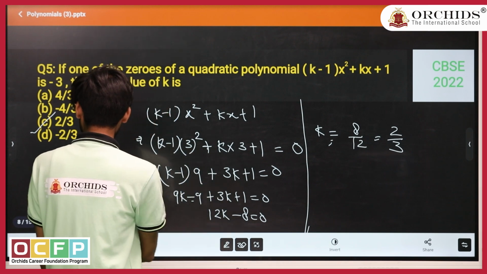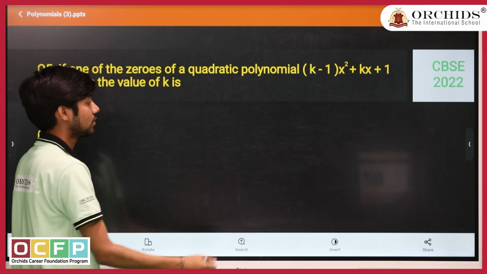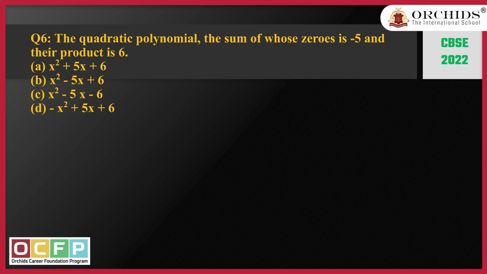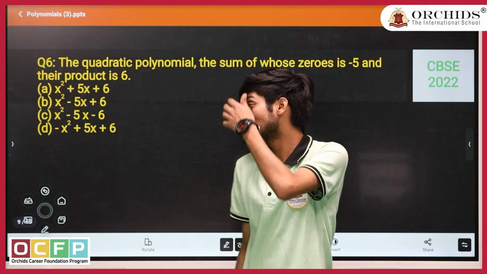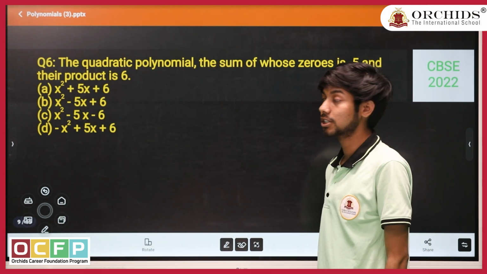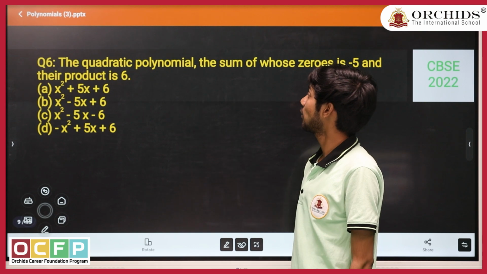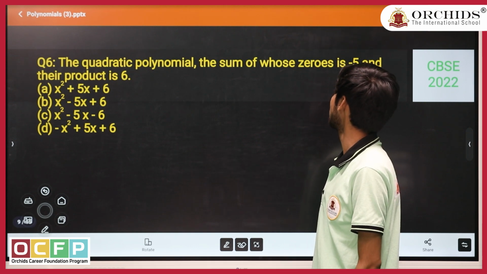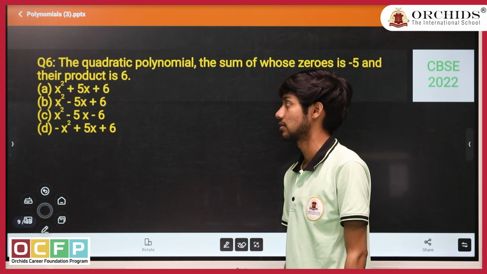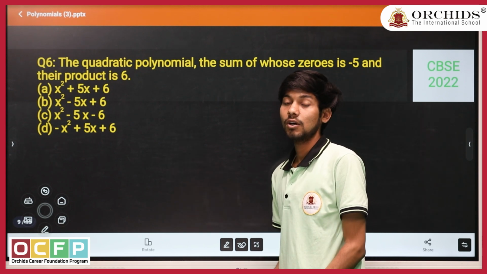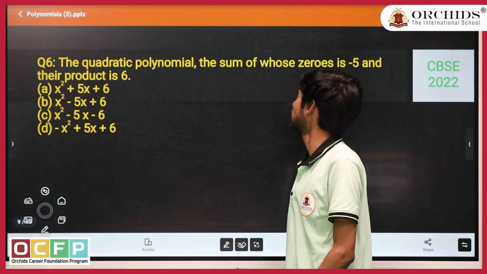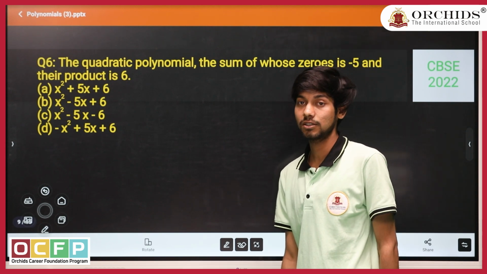Let's move with the next question. So this question was asked in the CBSE Board 2022 exam. What is that? The quadratic polynomial, the sum of whose zeros is −5 and their product is. Options are given. It means we have to find the quadratic polynomial whose sum of zeros is equal to −5 and the product is 6.